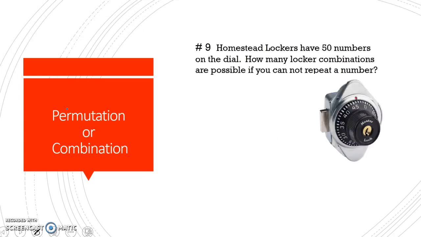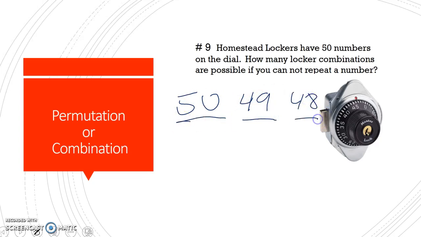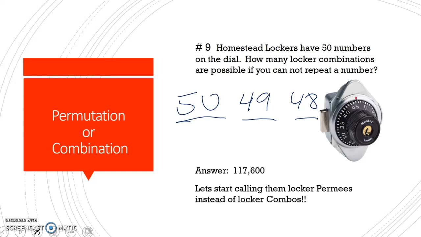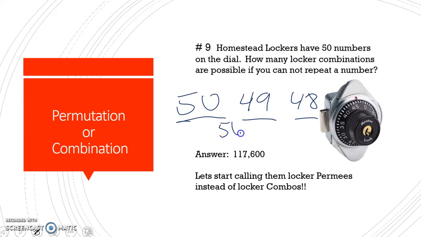Well, how about your locker combinations at school? Homestead lockers have 50 numbers on the dial. How many locker combinations are possible if you cannot repeat the numbers? That would look something like this. I have 50 numbers to choose from first, then 49 to choose from second, and 48 to choose from third. If order matters, which it does, a combination of 6, 26, 32 is different than 32, 6, 26. So order does matter. This is going to be a permutation, and I would take 50 factorial divided by 47 factorial.